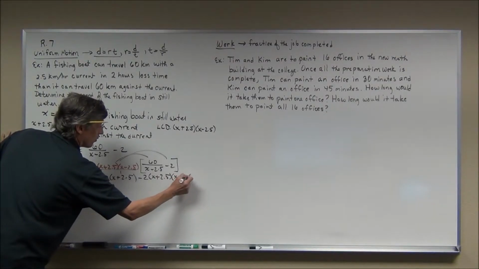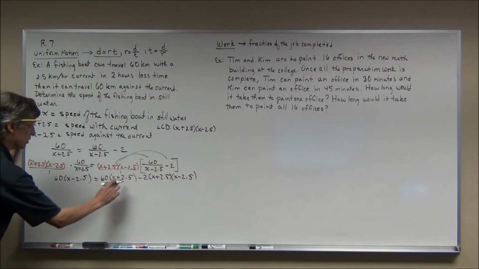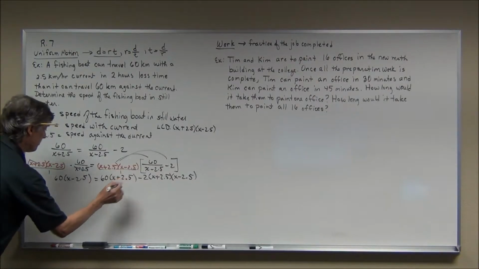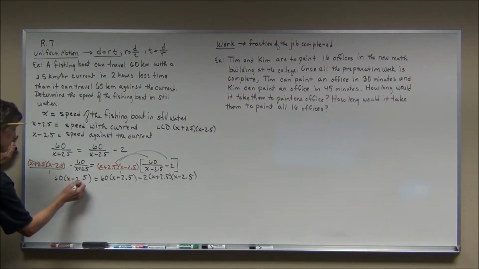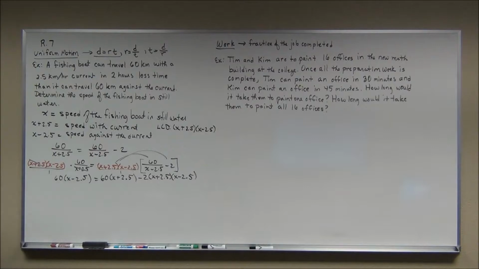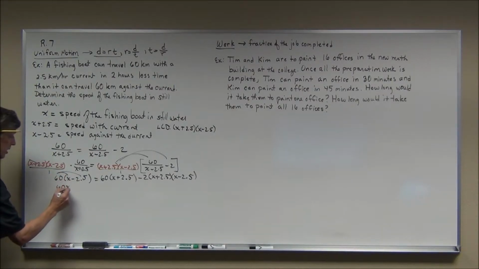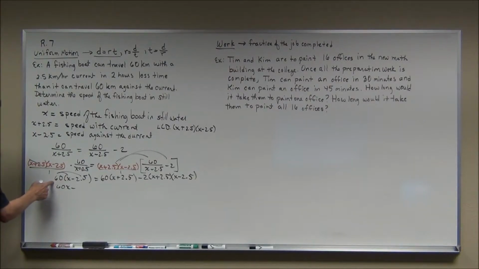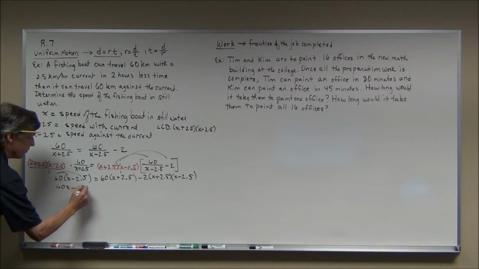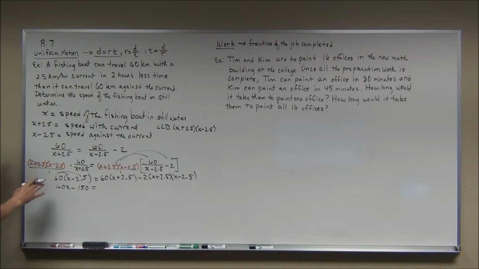My decimal points keep going higher and higher up there. Let's see if we can keep those down where they're supposed to be. Alright. Well, over here on the left side, if I distribute, I have 60x minus, now 2.5 times 60 is 150. So that's kind of nice, the decimal disappears.